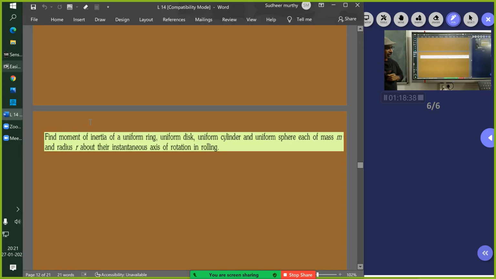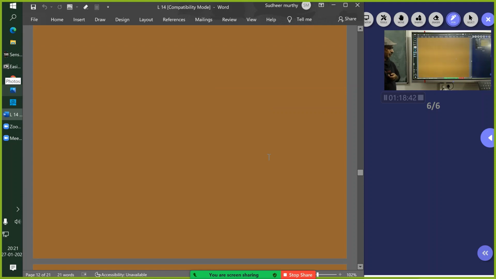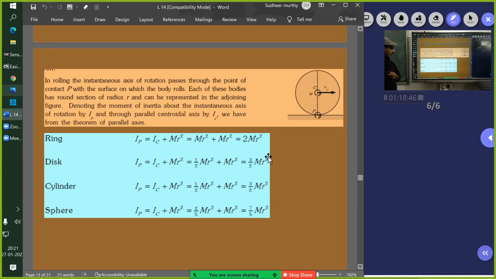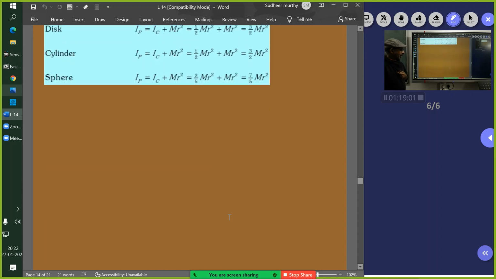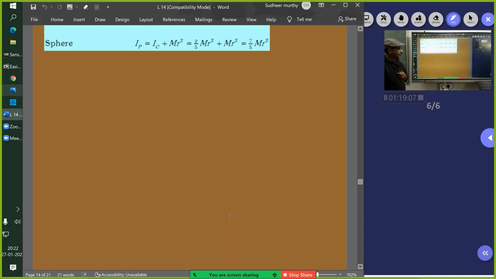See, things start looking very simple if your concepts are clear. So you can find out: for the disk it is 3 by 2 mr square, for the ring 2 mr square, etc. You just have to add mr square to each one. Okay, friends? Yes, sir. Shall I proceed? Yes, sir.